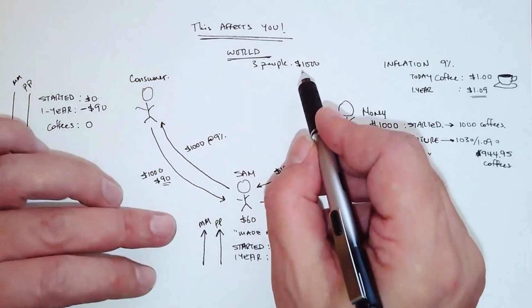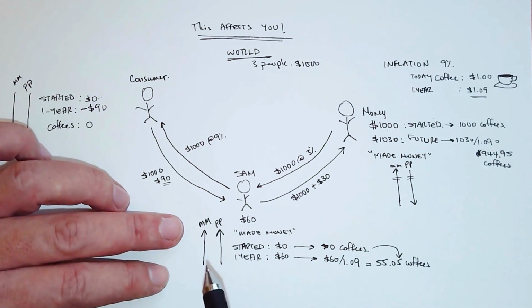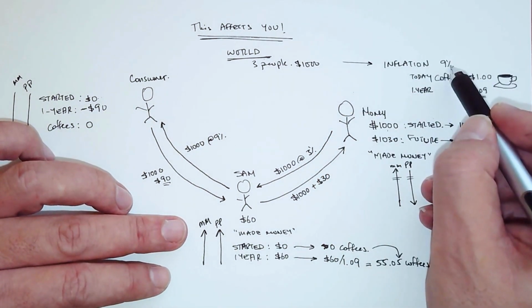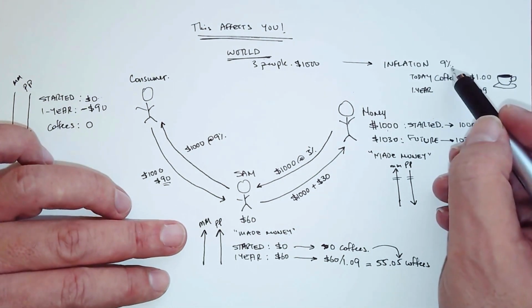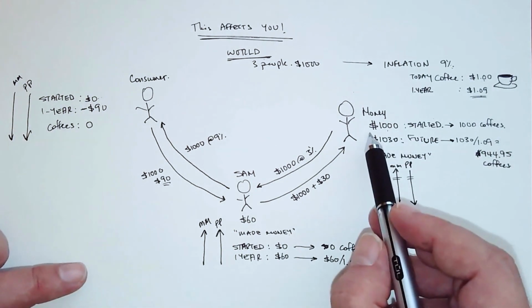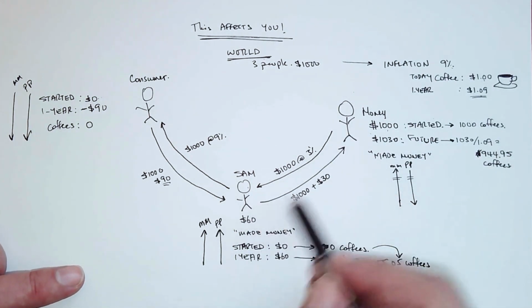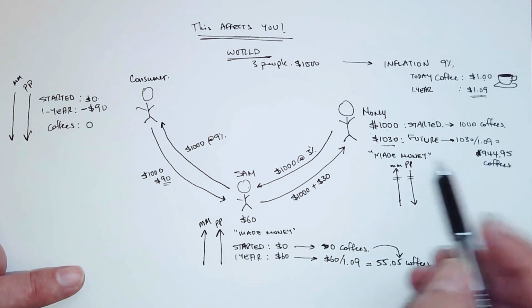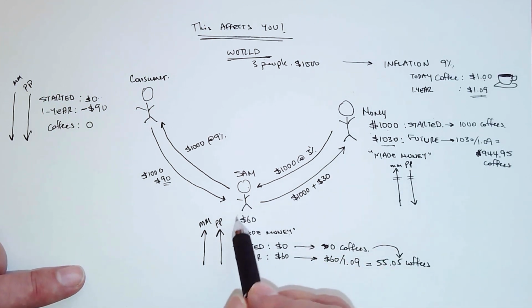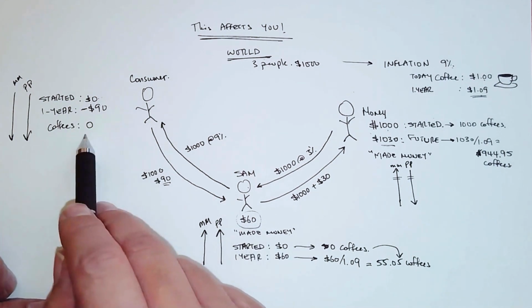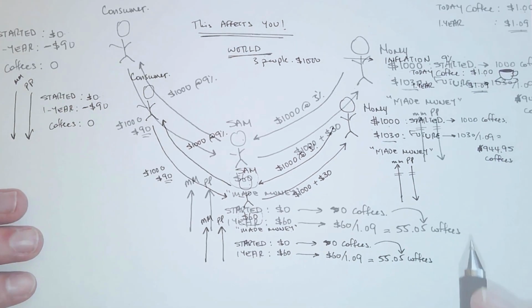We started with a world where there's $1,000. We introduced inflation. And so we said after 1 year, inflation goes up to 9%. So our coffee goes from $1 to $1.09. Our money person lent money, got back money, thought he made money, but his purchasing power went down. He has no clue. Sam is the only one that made money here and increased his purchasing power. Our consumer is in bad shape. So there's a big difference.